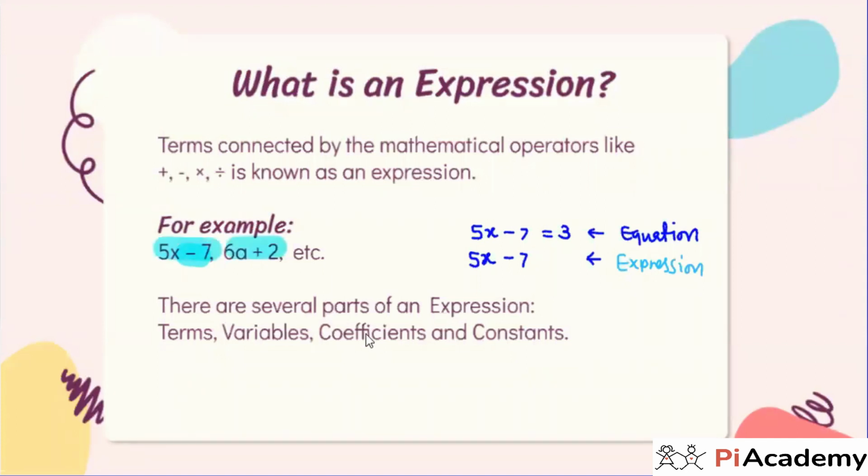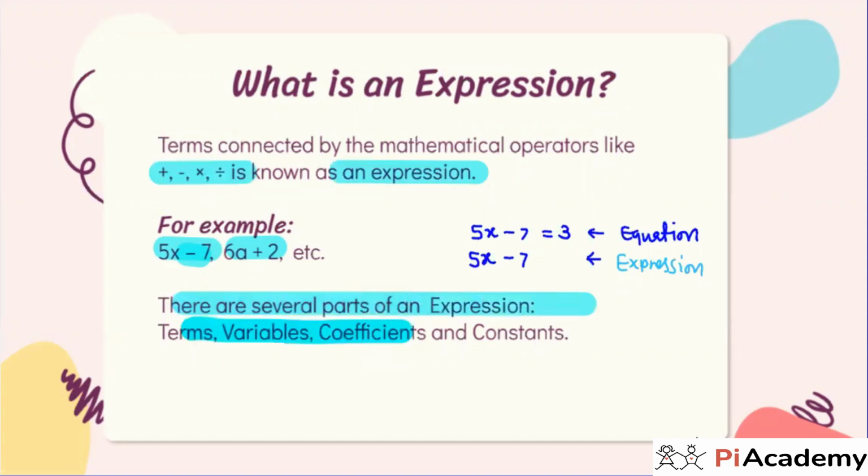So if you want to connect two terms, for example 6 and 2, then how are you able to connect them? By plus, by minus, and all those operators, right? Here we have the four operations. And after doing that, it is just an expression. Okay, fine. So there are several parts of an expression, and the parts are what?